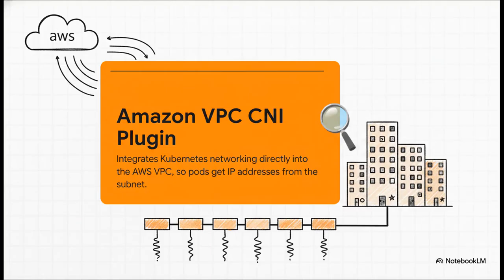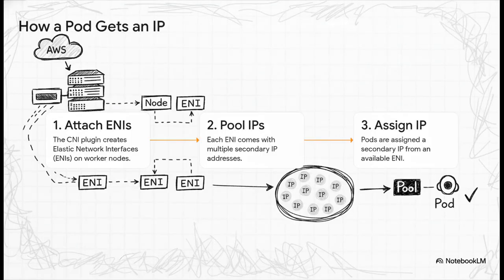The magic behind EKS networking is something called the Amazon VPC CNI plugin. And what it does is deceptively simple but incredibly powerful. It gives every single one of your pods its own real, unique IP address directly from your cloud network, your VPC. It's just like every apartment in your city getting its own official street address, not just some internal mailbox number. So you might be wondering, how does that actually happen?